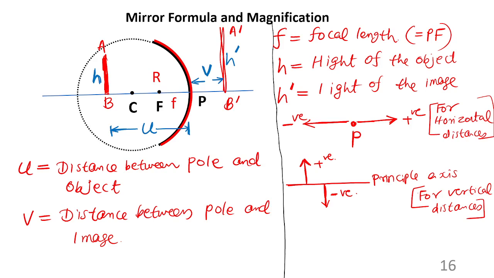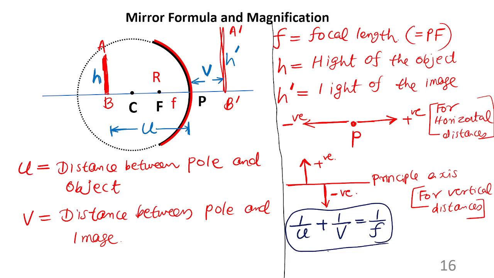Yes, sir. Okay. So let me write two important formulas. I told you that its exact proof is there in 12th standard. In 10th standard, proof is not there. You just memorize the formula. So the mirror formula is 1 by U plus 1 by V equal to 1 by F. There is one more formula I will write here.